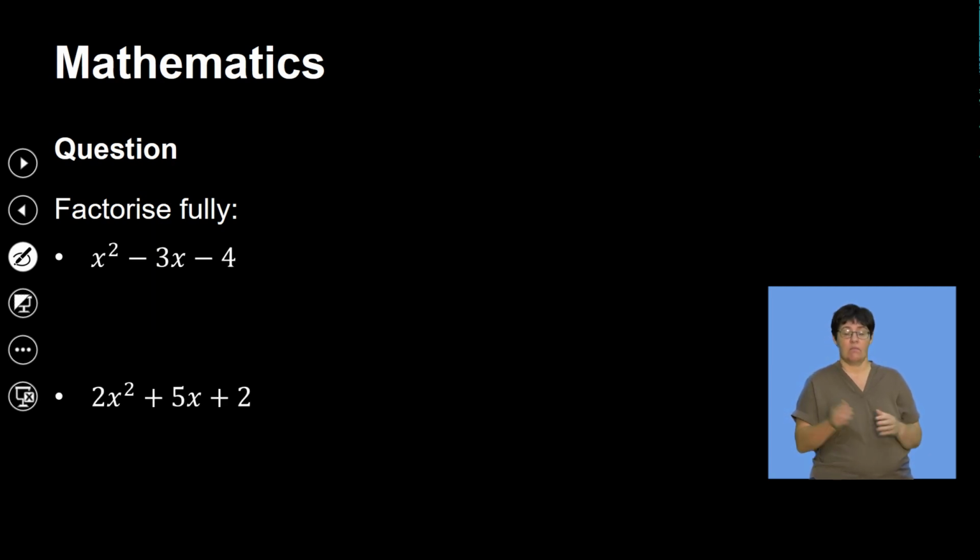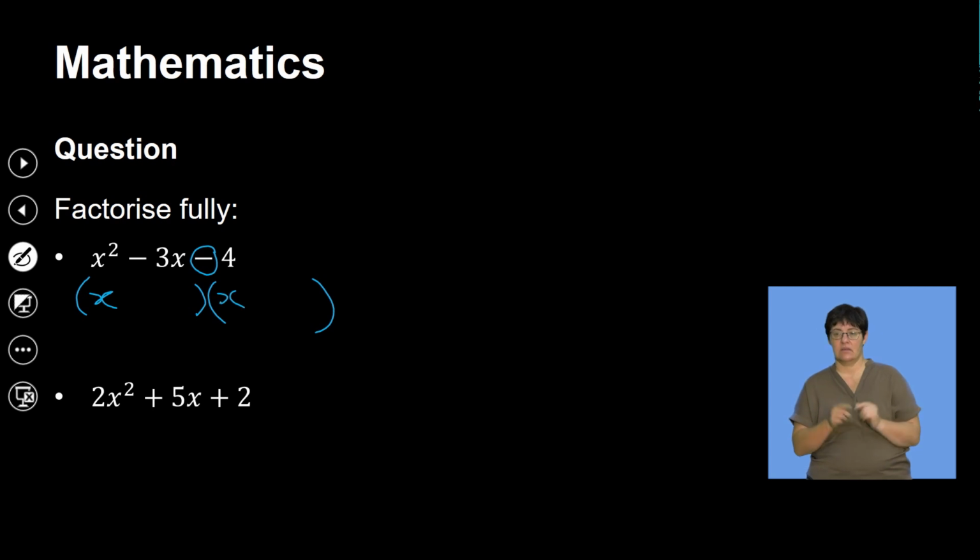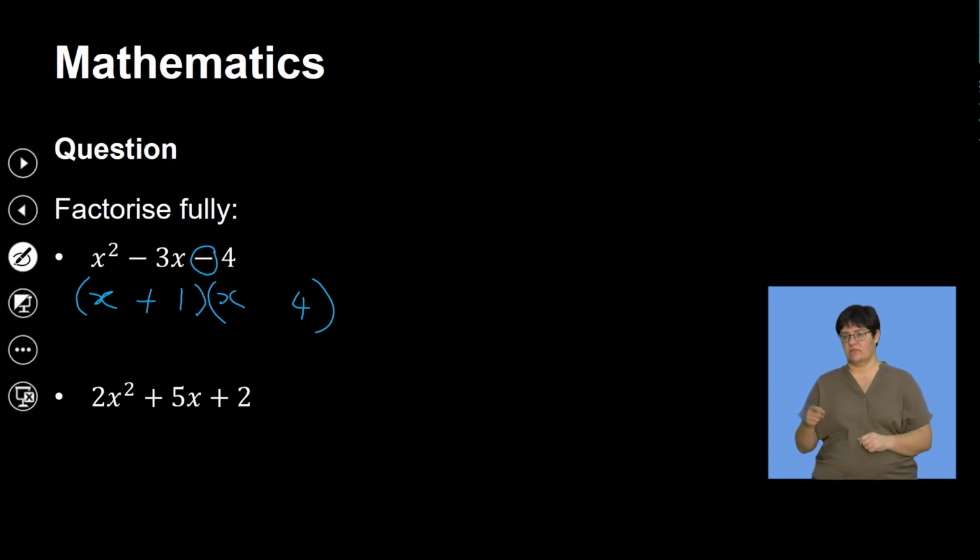Now, factorize fully here. Remember, I said if it's a trinomial, you look at the last sign. If it's a minus, it means your two signs will be different. So this will be x into x, and then the factors of 4 such that they give me 3. It will be 1 and 4. And then I will have the 1 as a positive and the 4 as a minus because of the middle term there.